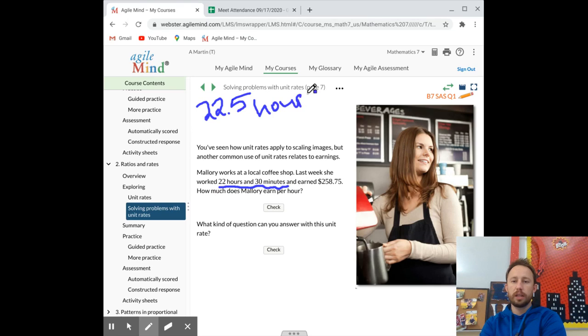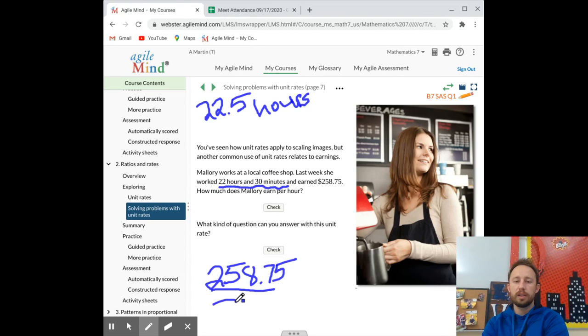And so, thinking back to what Vincent said, he said we're going to take what and divide it by what? You're going to take 22.5 and divide it by 258.75. All right. If we do it that way, is it going to tell us how much she makes? The other way around. Yeah, we want to do it the other way around. That's right. We want to do $258.75 divided by 22.5 hours. You'll get 11.50. That's right. So that means she makes $11.50.